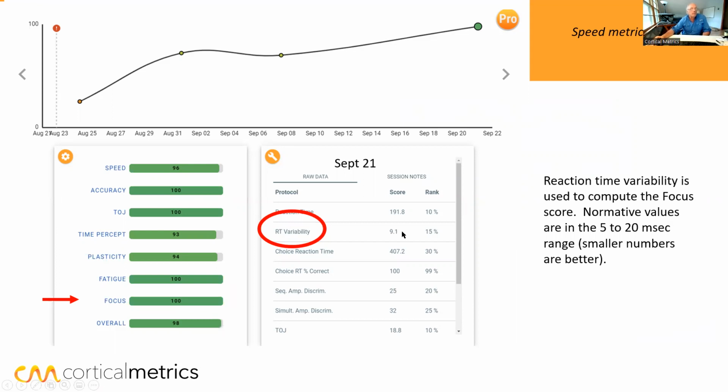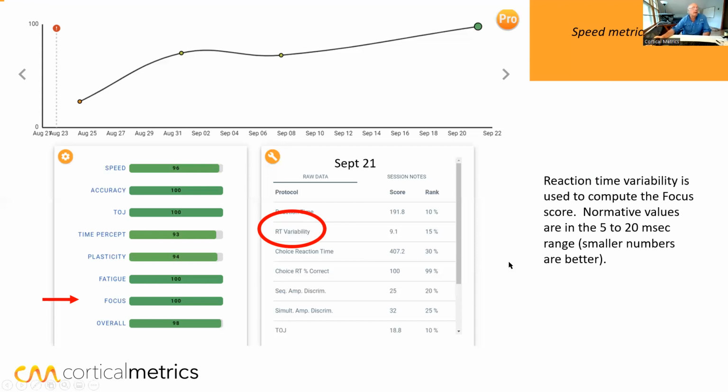Basically, smaller numbers on this score are better. And obviously on the focus score, bigger numbers are better. So at 100%, your reaction time variability is very, very low. The lowest we've ever seen, I've seen 0 one time. But most people that do really well are in the 5 to 15 millisecond range. And then most people are in that 5 to 20 millisecond range.